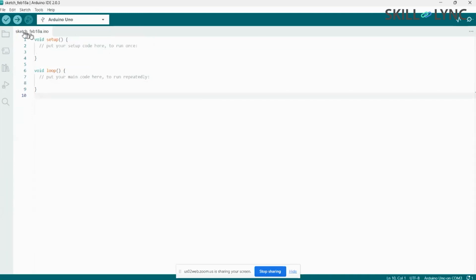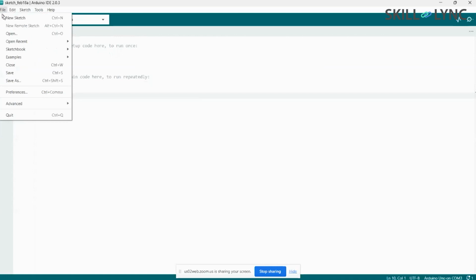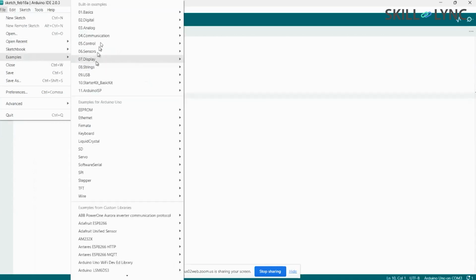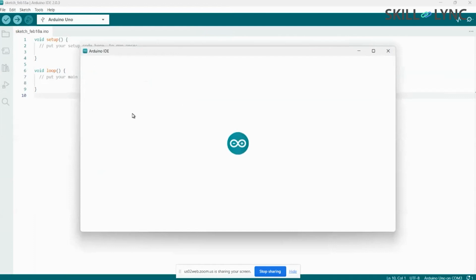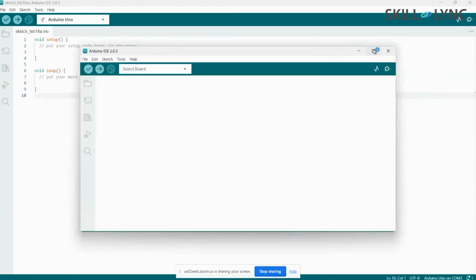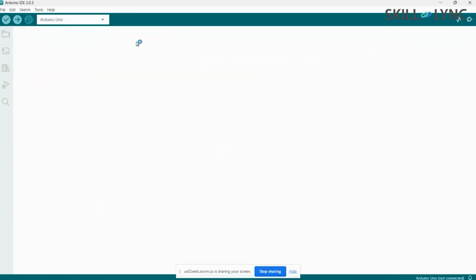Generally for beginners, I would suggest first go to file. There you will have built-in examples. Like, see, in basics, the blink program will be there. You can just click on blink. These are inbuilt examples, or inbuilt programs, for Arduino UNO.